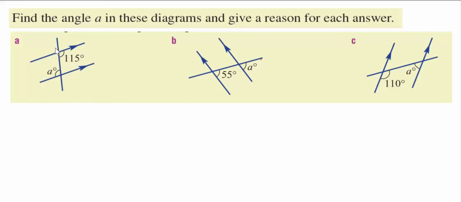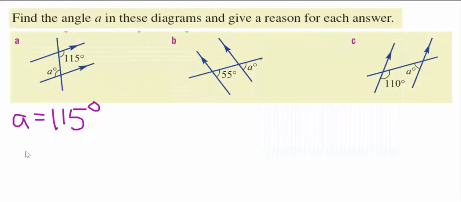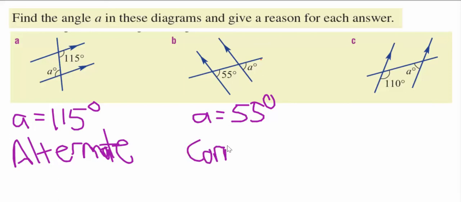Okay, welcome back. Our first one here, angle A, straight out, has to be 115 degrees. And why are we saying it's 115 degrees? Because it is alternate. Remember, alternate angles are always equal. And that looks like an M, but it's not. It's an N. Alternate. This one, straight out, angle A has to be 55 degrees. Why? Because it is corresponding.